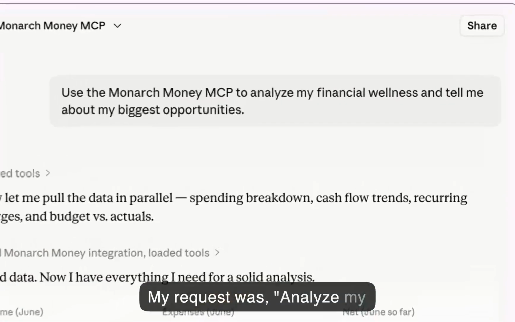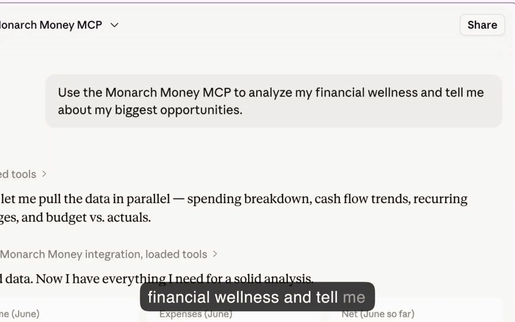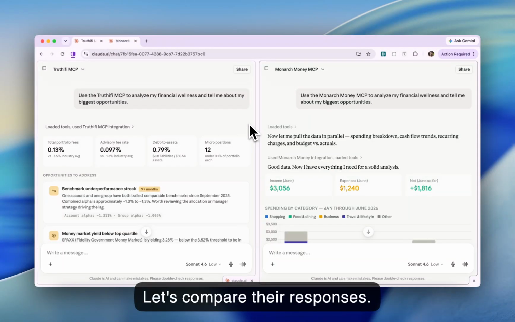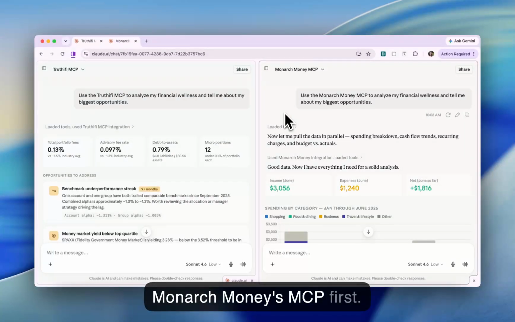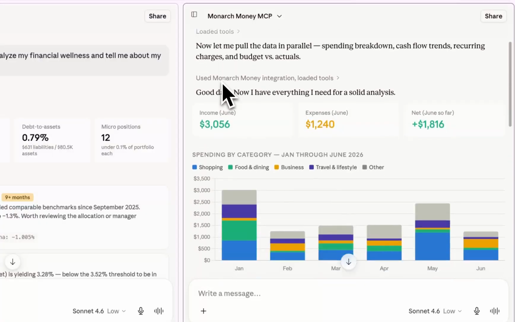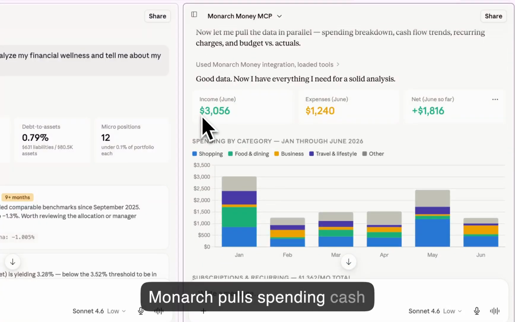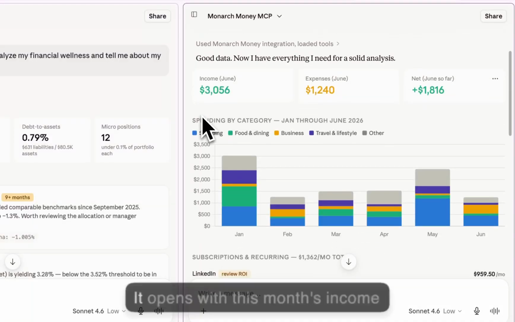My request was, analyze my financial wellness and tell me about my biggest opportunities. Let's compare their responses. Okay, so let's look at the response powered by Monarch Money's MCP first. Monarch pulls spending, cash flow, recurring changes, and budget versus actuals all at once.